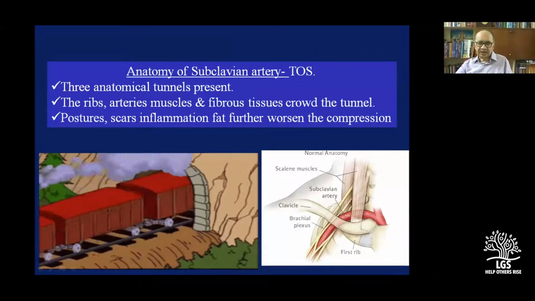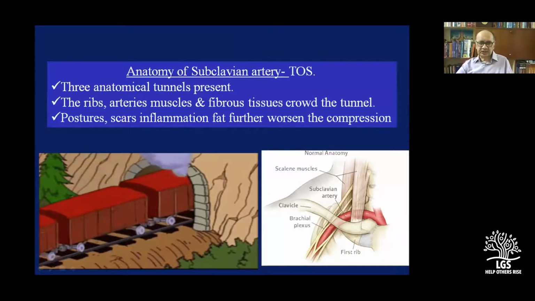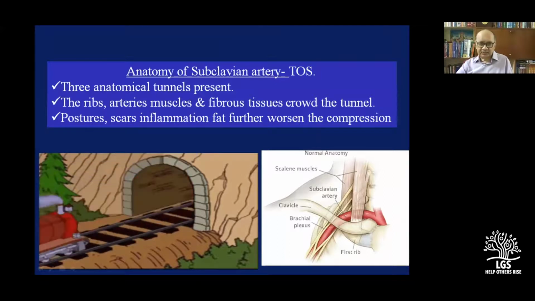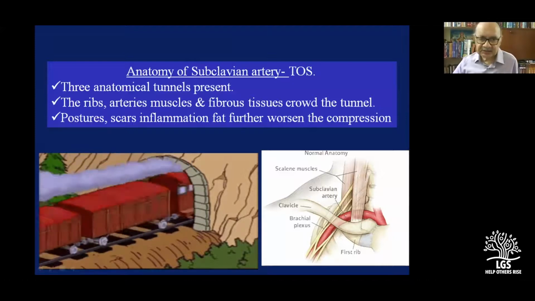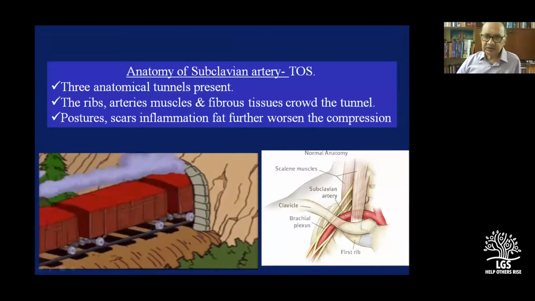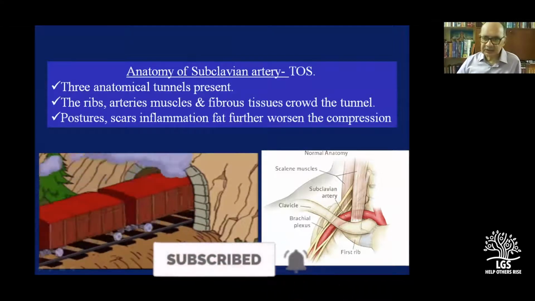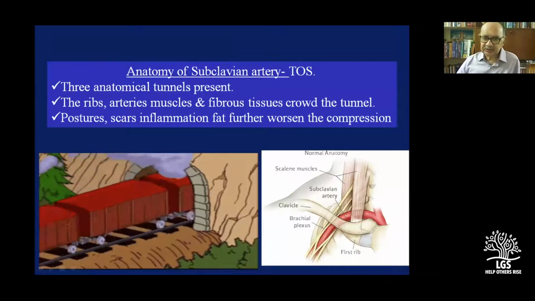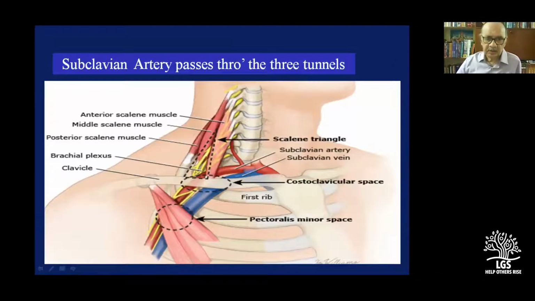The anatomy of the subclavian artery makes thoracic outlet syndrome an arduous task, and we take it in three phases. The three anatomical spaces are present. The ribs, muscles, fibrous tissues crowd the place, and postures, scars, and inflammation further worsen the complications. You can see it has to pass through three anatomical channels. We'll show you. The subclavian artery passes through three channels.